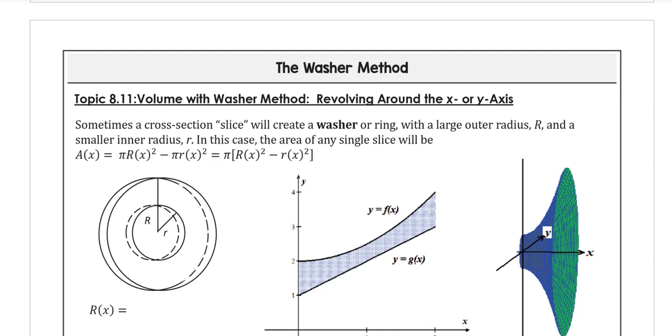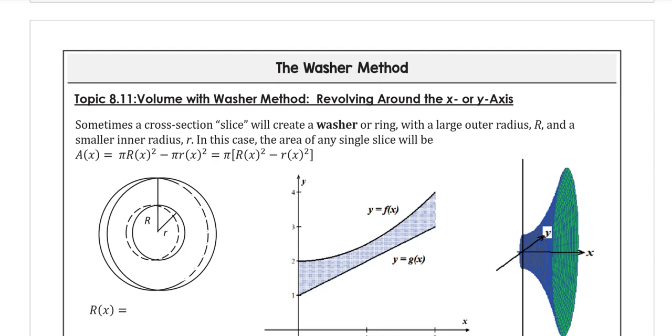Sometimes a cross section or a slice will create a washer. This happens when you have two functions and you're rotating them together. What will happen is you'll create a hole in your graph. Most washers have holes in them, so it looks like a ring.